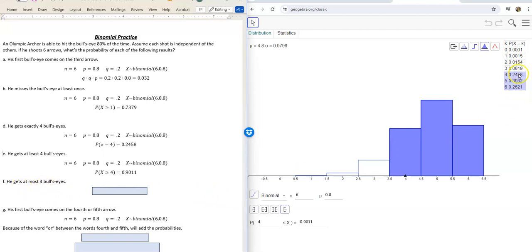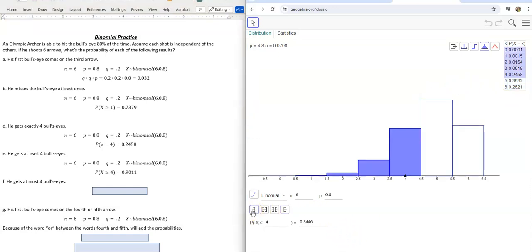What about he gets at most 4? At most 4 would be he gets 4, or he could get 3 or 2 or 1 or 0. The most you could have, right? Like you're talking about how many people fit in your car. The most you could have is 5, but you could have less, right? So when you're talking about at most, you're talking about less than or equal to, and we are talking about less than or equal to 4. So we're talking about all of these things, 4 or less. This is 4 bullseyes, 3, 2, and 1 bullseye. So that's 0.3446.